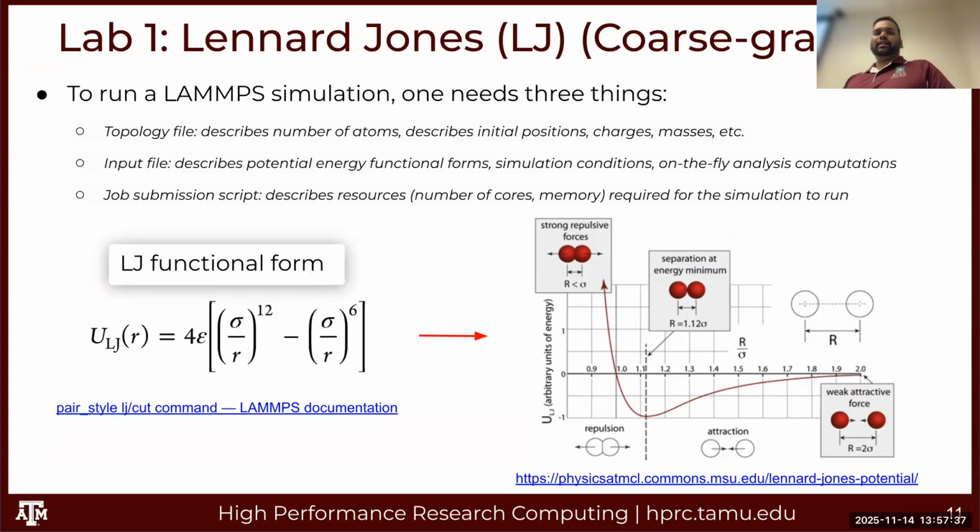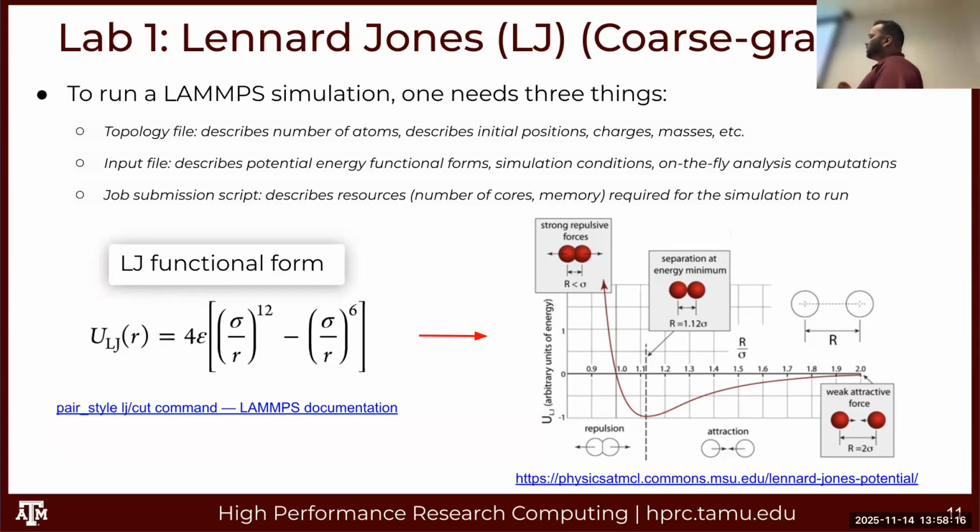So that is one. The second thing that you need is an input file. Now that I have initial positions, you need to define what force fields and functional forms you want to use, and what simulation conditions you want to simulate at. Do you want to simulate at a temperature of 300 Kelvin? Do you want to simulate at 200 Kelvin? What pressure do you want to simulate at, right? What computations do you want to do on the fly? One good thing with LAMMPS is there are many on the fly calculations that you could do while the simulation is running by itself. So you will describe your simulation conditions in the input file. That's your second file.